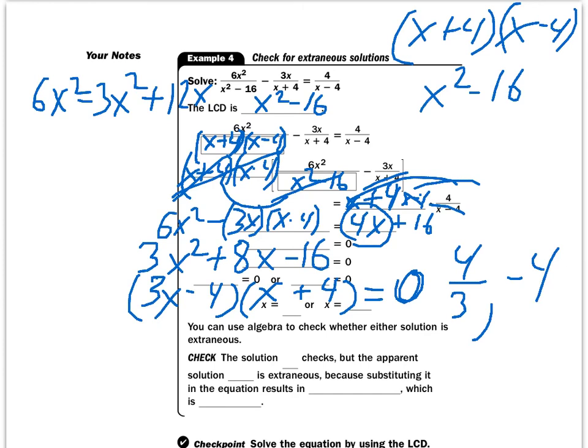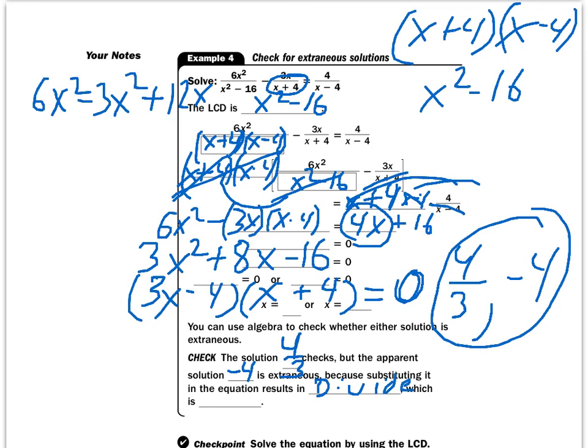The only problem with these two answers is that one of them is called an extraneous answer. The solution 4/3 is beautiful, that works. But the apparent solution negative 4, if I look up in my original problem right here, that x plus 4, if I do negative 4 plus 4, I get a 0 on the bottom. I cannot divide by 0. So that's bad news. And so we call that undefined or extraneous.